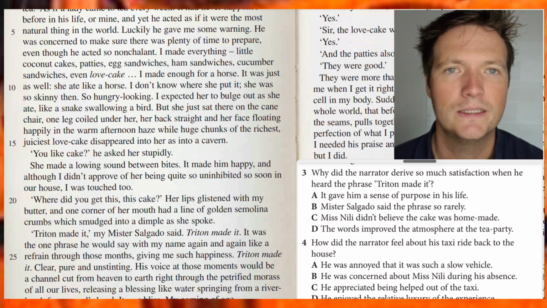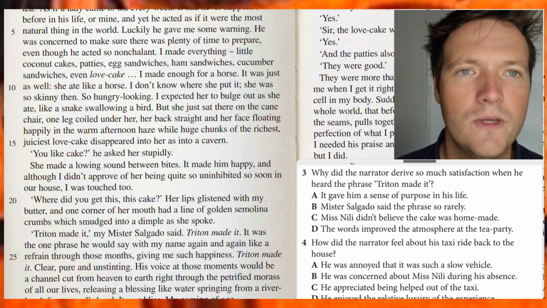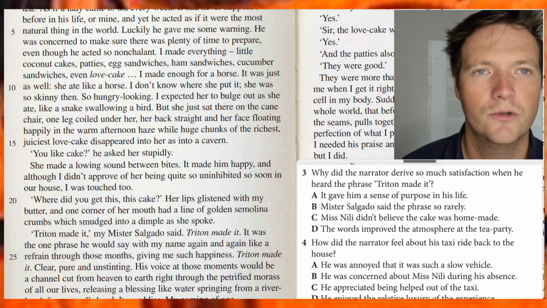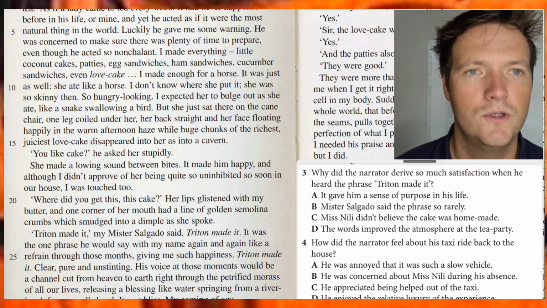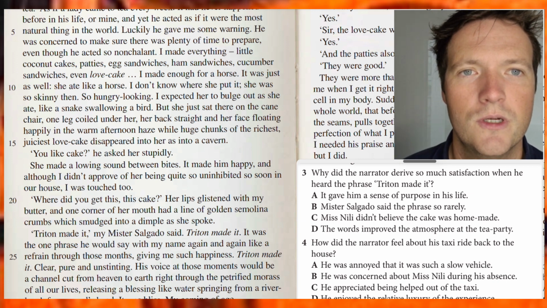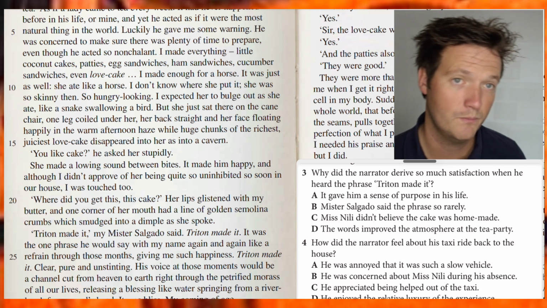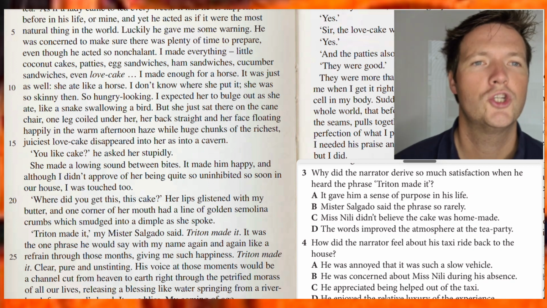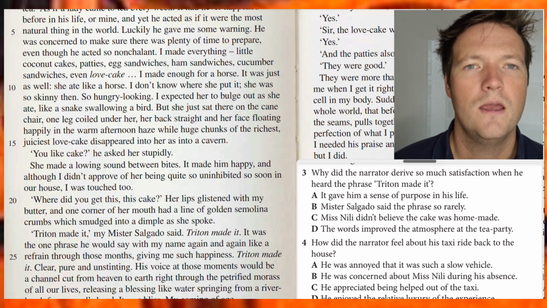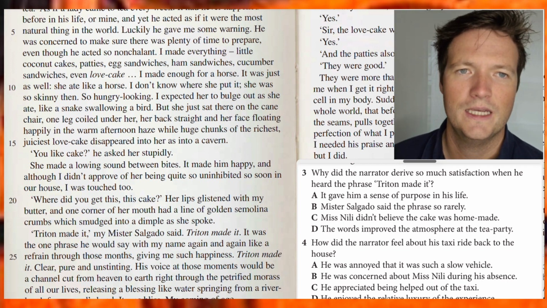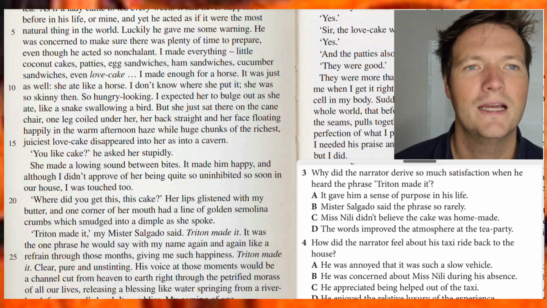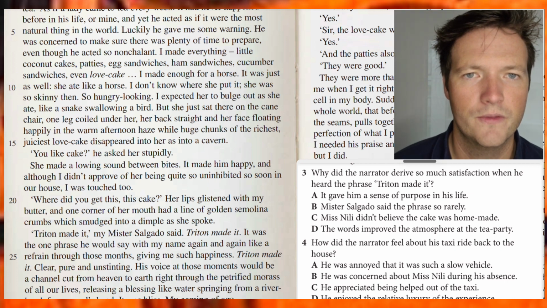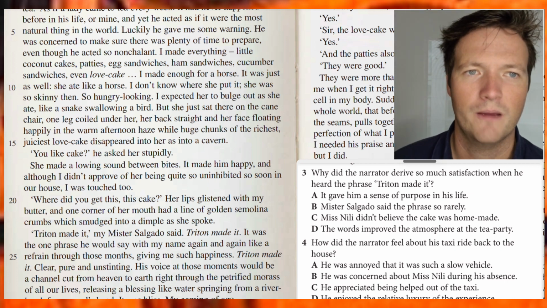So in line number 20, where did you get this cake? Her lips glistened with my butter, and one corner of her mouth had a line of golden semolina crumbs, which smudged into a dimple as she spoke. Triton made it, Mr. Salgado said. Triton made it. It was the one phrase he would say with my name again and again, like a refrain through those months, giving me such happiness.